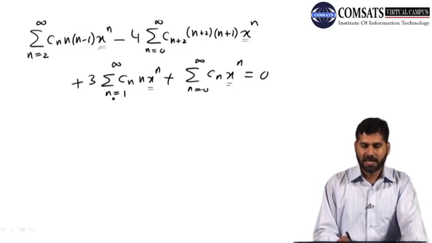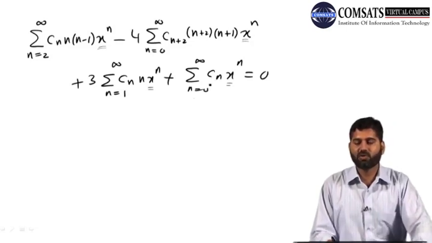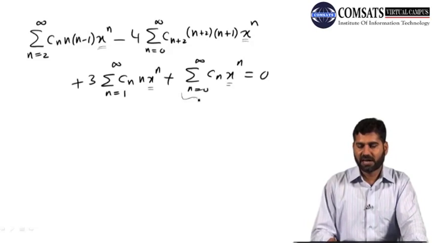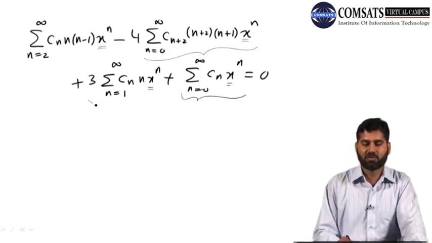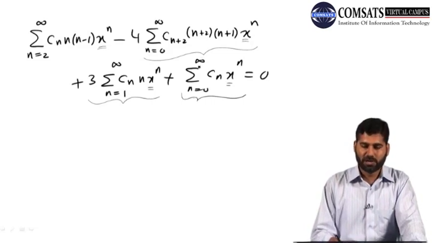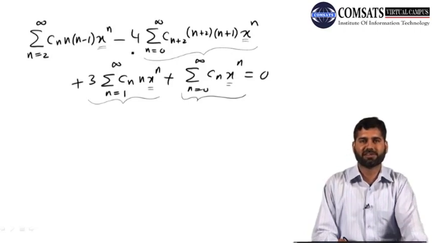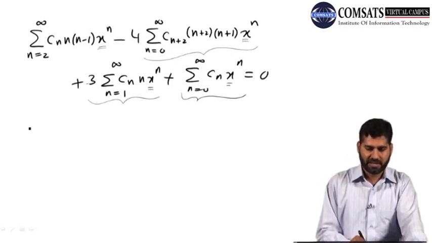So what I can do is, these have extra terms, because n equal to 0 will give me a constant, n equal to 1 will give me x, and n equal to 2 will give me x square. Here, for n equal to 2, the first term is x square. So I can open two terms here, two terms here as well, and one term here. So open 2, open 2, open 1, then every summation will start from 2 to infinity. All right.